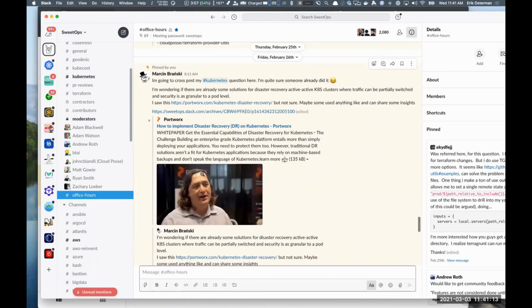Martin is asking, wondering if somebody's already done this. What are some solutions that exist today for disaster recovery, active Kubernetes clusters, where traffic can be partially switched over and ensure security at a granular pod level? Some solutions out there that he's seen for this is like Portworx has something.